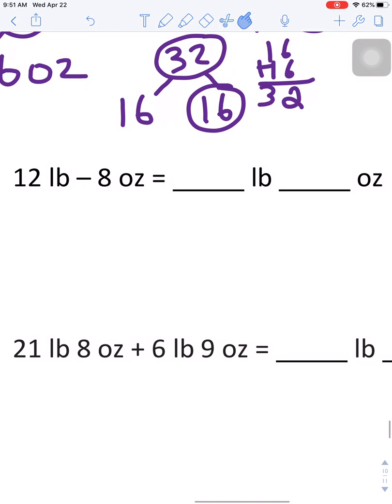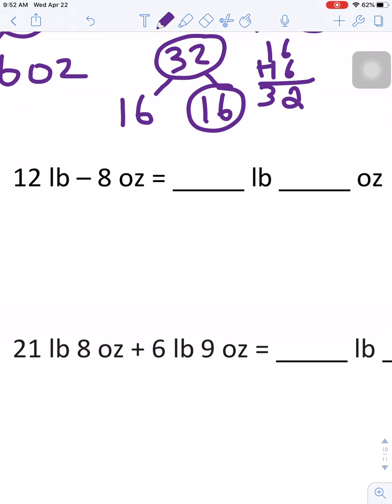12 pounds minus 8 ounces equals something in pounds and something in ounces. So what this is telling me is it's not going to be a perfect conversion of a perfect amount of pounds. I'm going to have some leftovers. Let's get to work. Well, I've got 12 pounds minus 8 ounces.